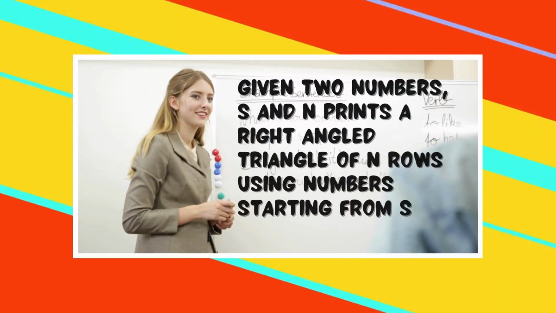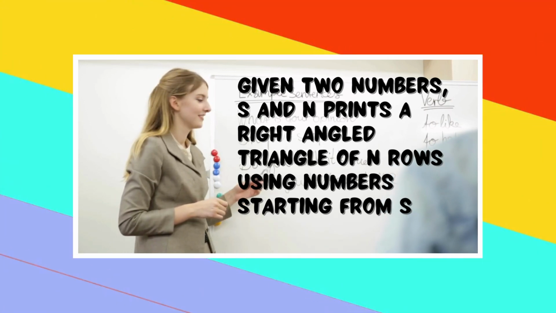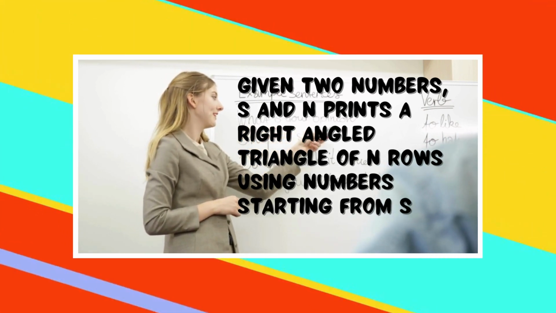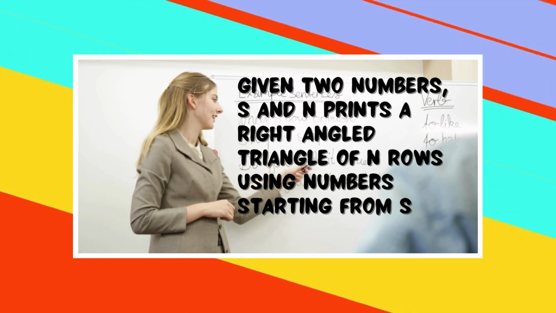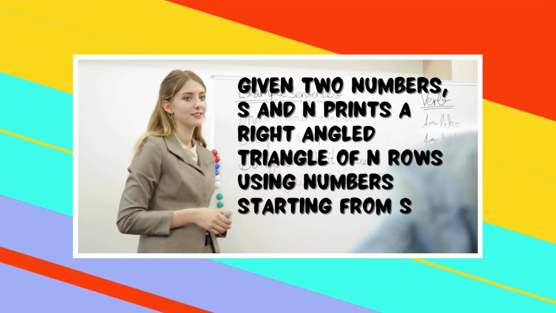Given two numbers, s and n, our goal is to write a Python program that prints a right-angled triangle of n rows using numbers starting from s. The output will showcase a visually appealing triangle pattern made with numbers, adding a space after each one.